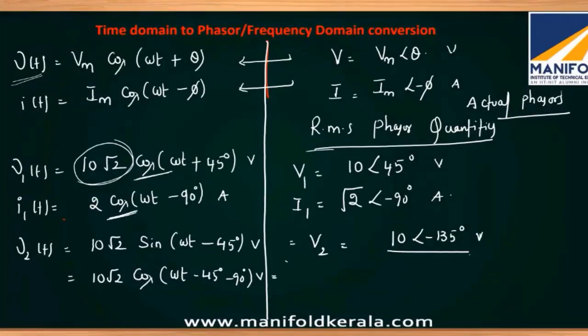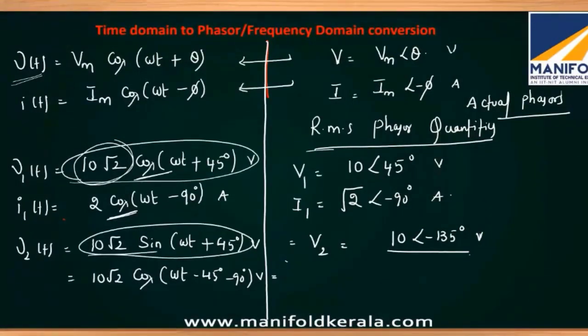Understood? Because suppose, instead, in this question I had written 10 root 2 sine(omega t plus 45), you would be confused. This signal and this signal cannot have the same phasor, isn't it? So the reference for any phasor is cos. Remember this golden rule: the reference for any phasor is cos. If sine is given, first you have to convert it into cos and then tell the phase angle. That is a very, very important point. The reference is the cos. Understand?